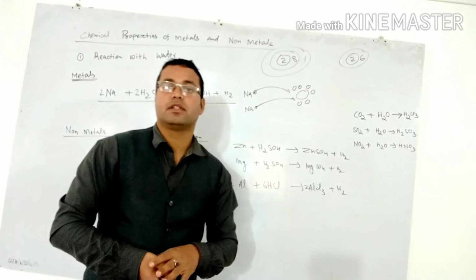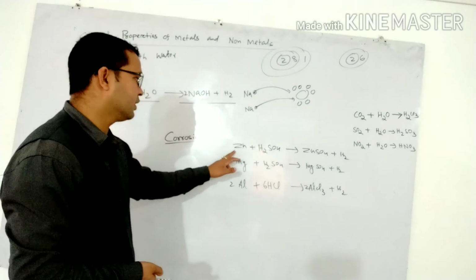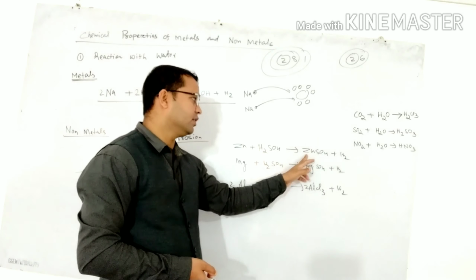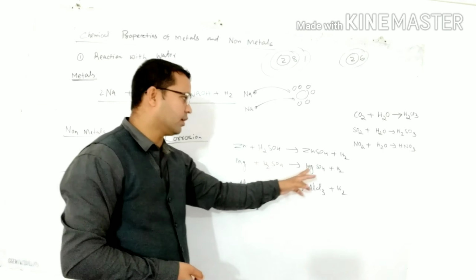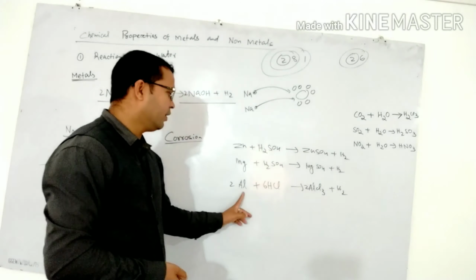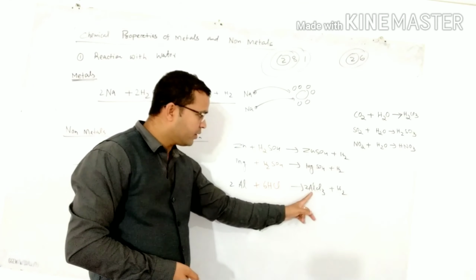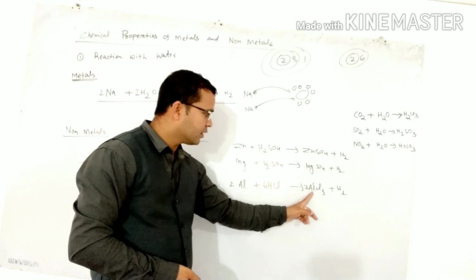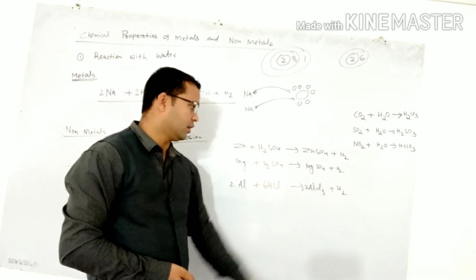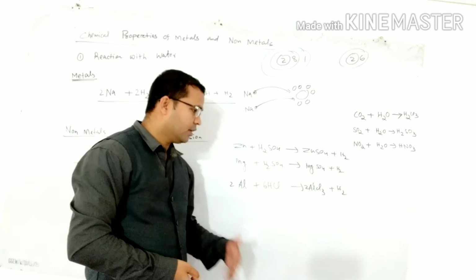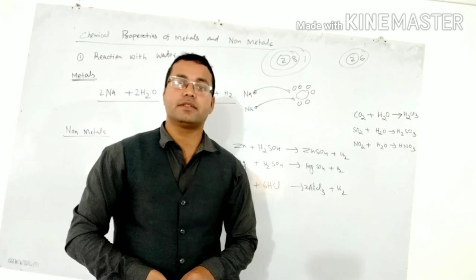Next, metals react with acid. For example, zinc reacts with sulfuric acid and gives zinc sulfate and hydrogen gas. Magnesium reacts with sulfuric acid and gives magnesium sulfate and hydrogen gas. Aluminium reacts with hydrochloric acid and gives aluminium chloride and hydrogen gas. Why is it AlCl3? Because you already know that the valency of aluminium is 3 and the valency of chlorine is 1.